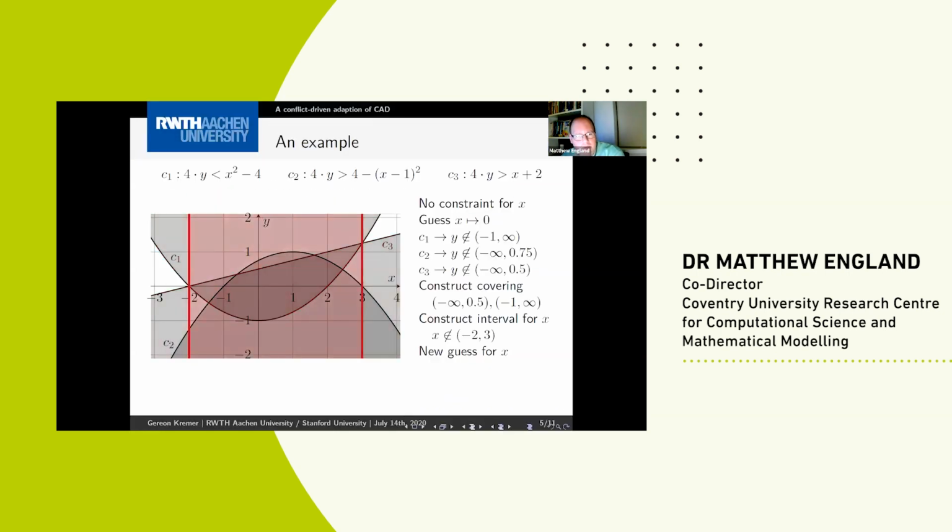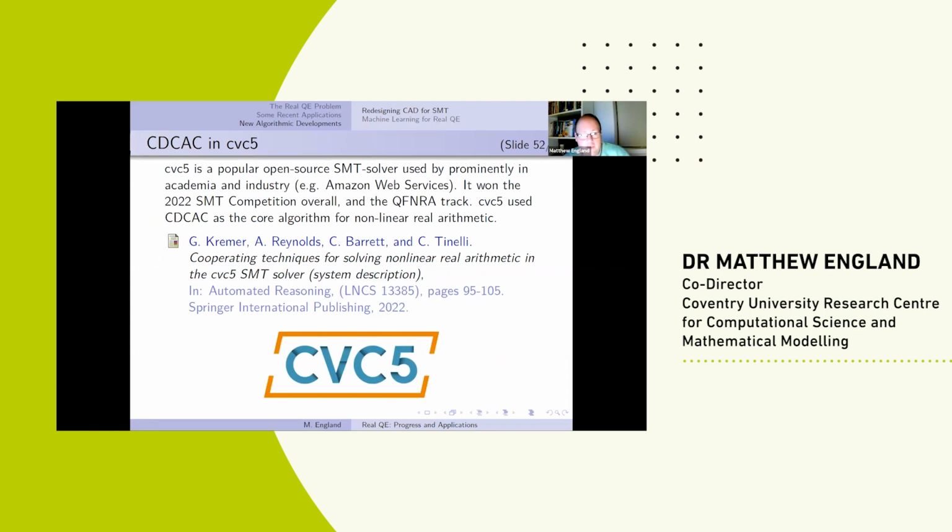And I'll skip to the punchline. The punchline is that it works really well. Indeed, it's now been used as the algorithm for nonlinear real polynomials in CVC5. And CVC5 is probably the most popular open source SMT solver on the market. It's used widely in academia, but it's also used in industry. For example, Amazon heavily use this and indeed fund a lot of the research groups in this area. It won the 2022 SMT competition. And most of interest, it won the nonlinear polynomial track using an implementation of our algorithm. So we're very proud to see that.